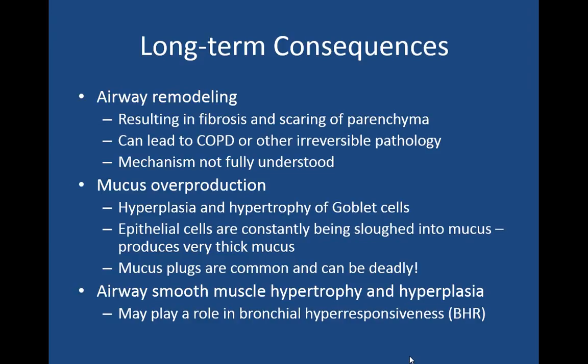Long-term consequences. Overall, if this goes untreated, you're going to have fibrosis of the lung tissue. That reversible obstruction can then become irreversible. So these patients can then go on to have COPD on top of their asthma later in life. And we really don't know why the lungs remodel the way they do.